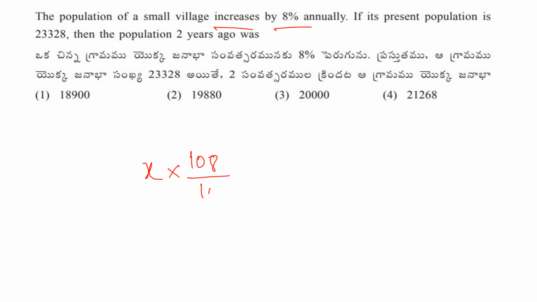First year 8% increase. Second year increased by 8%. Then what is the result? What is the value after 2 years? 2, 3, 2, 8. Now they are asking for the population of the same village 2 years ago, so we need to find x, 2 years before the current population.